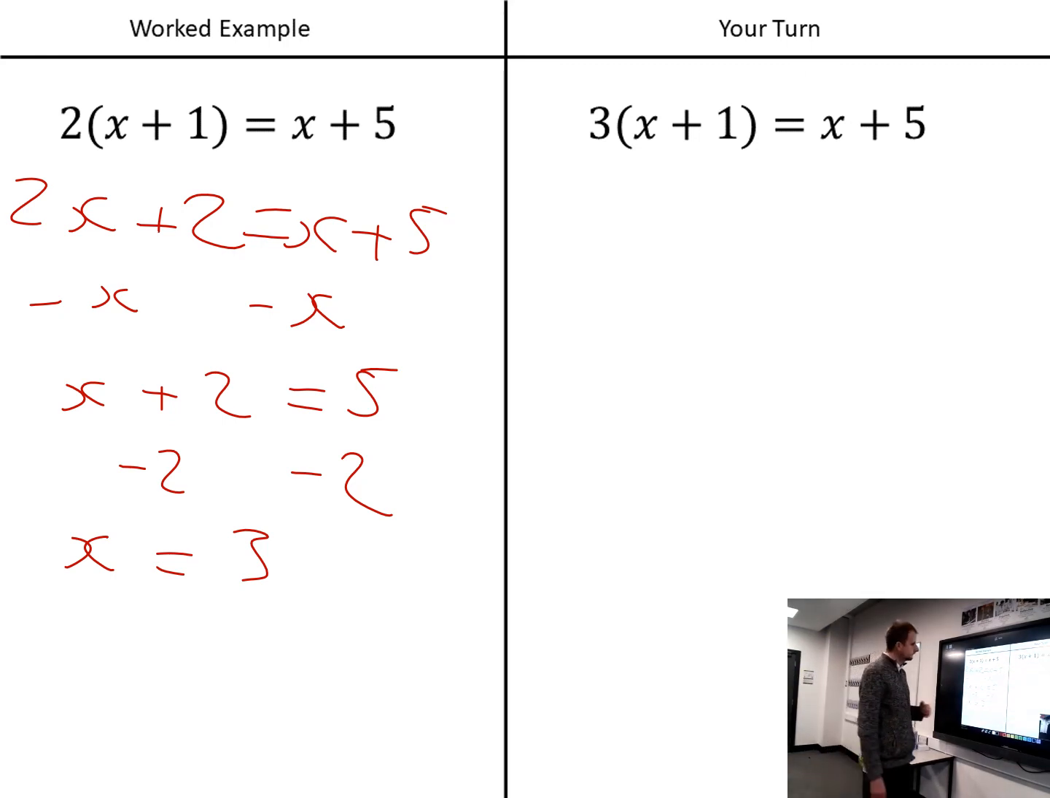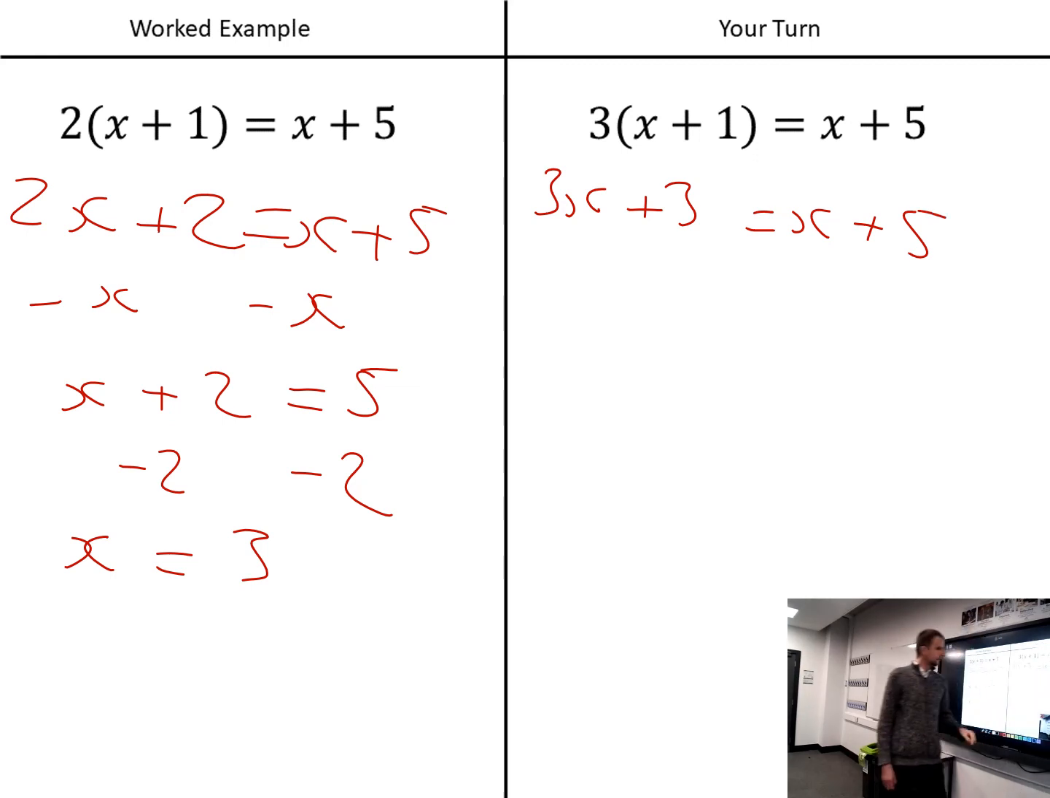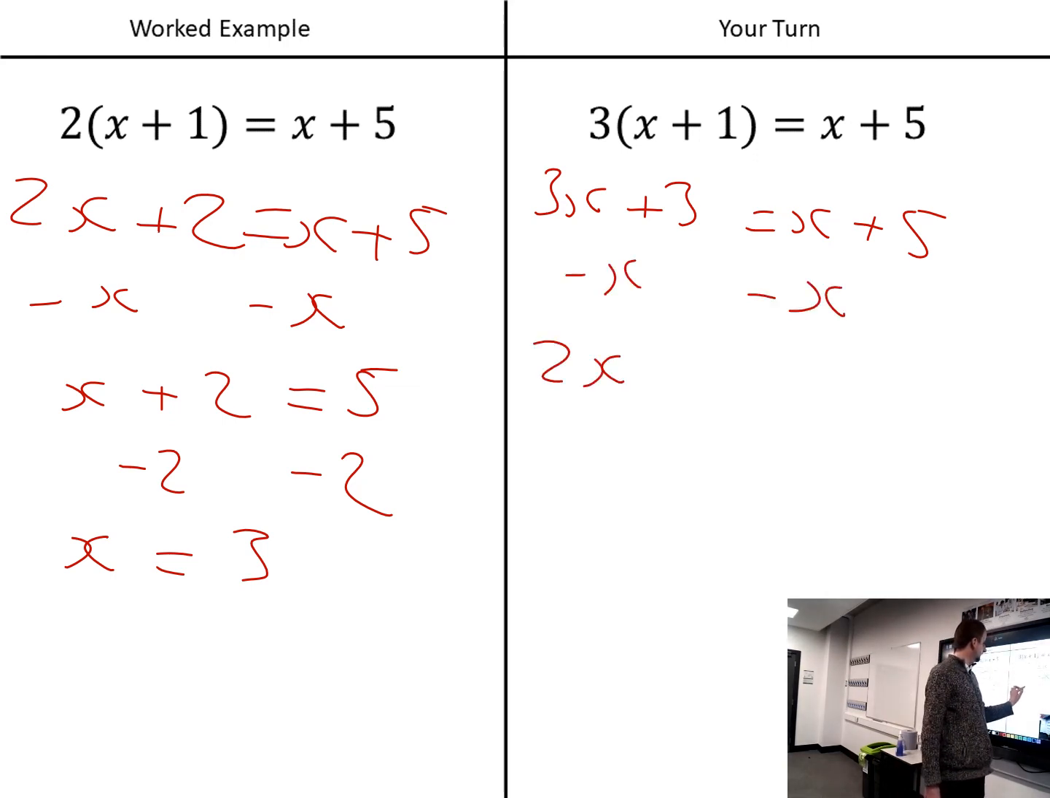The second equation, same idea, let's expand it. Let's get rid of the brackets. So 3x plus 3 is equal to x plus 5. So x is on one side, non-x is on the other side. So subtract x. It's going to be 2x plus 3 is equal to 5.